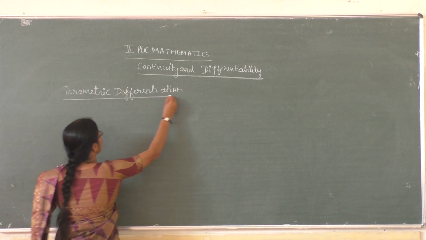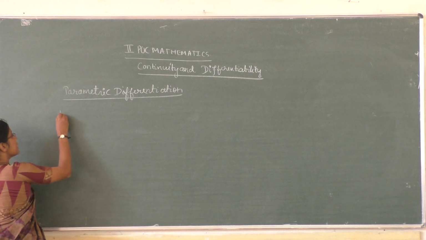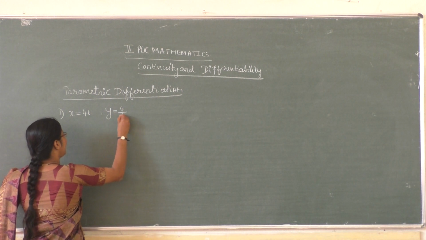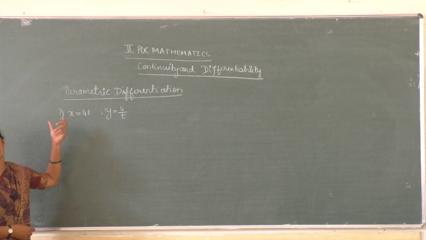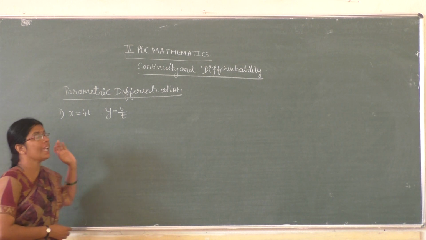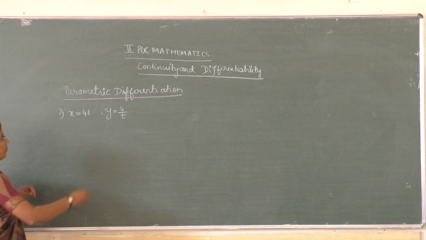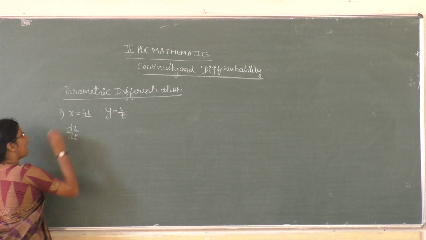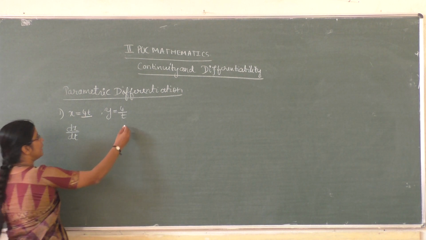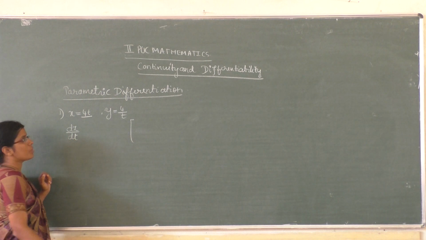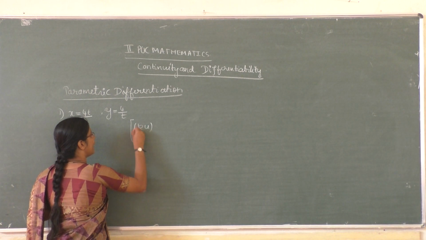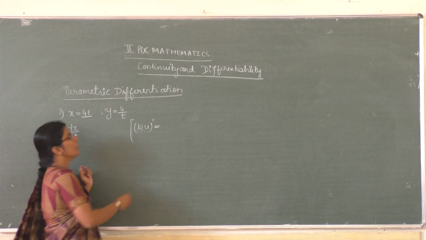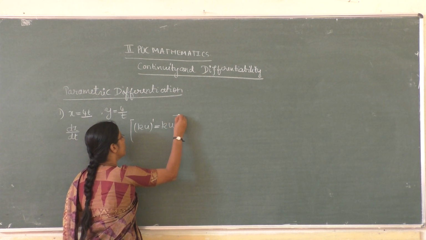So we take now the next problem, that is x is equal to 4t, y is equal to 4 by t, where t is a parameter here. Now you have to find dx by dt. We have the function x is equal to 4t, that is a constant into a function. So here we use the rules of differentiation. That is, k into u dash.